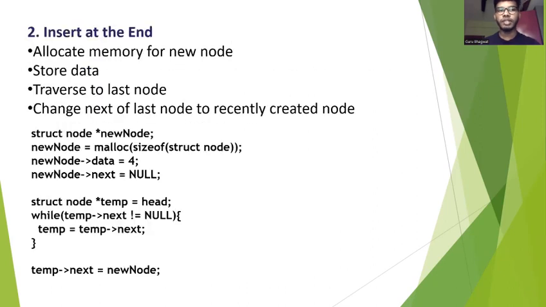Next, insert at the end. First, we allocate memory for the new node. Then we store the data. Then we traverse to the last node. Then we change the next of the last node to point to the newly created node. And this is all about insertion at the end. Malloc is used for the memory allocation. And this is the C function for insertion at the end.